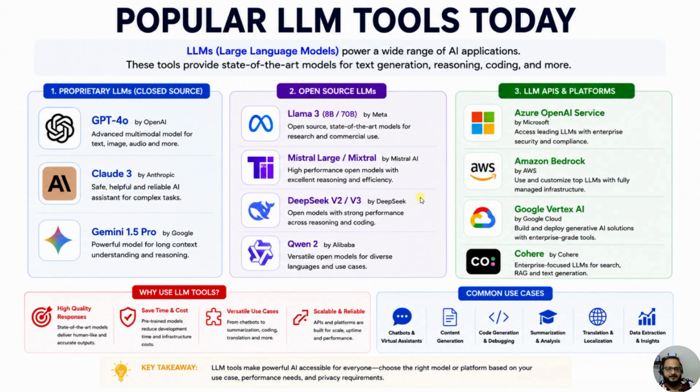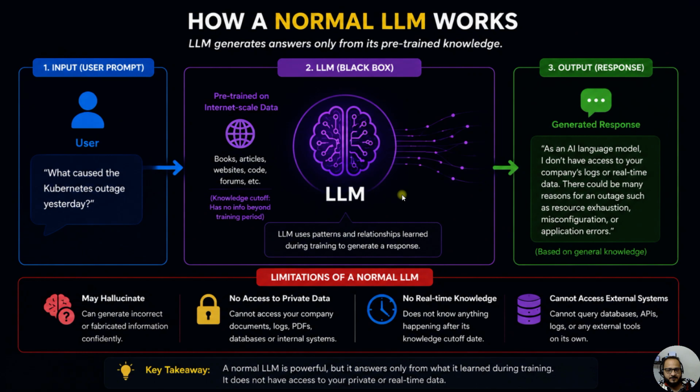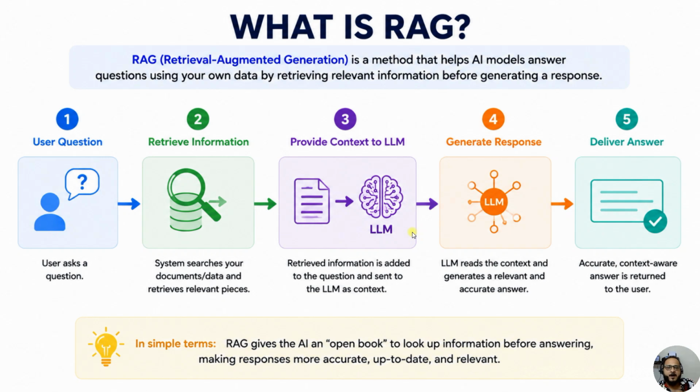And these are the popular LLM tools like GPT, Claude Code, Gemini, and a few open source LLMs, APIs and platforms we also have for every cloud provider, Azure, Amazon, Google. So these are the popular LLM tools which are available in the market. We already discussed how a normal LLM works, so I am skipping this slide. Now let's move to RAG.